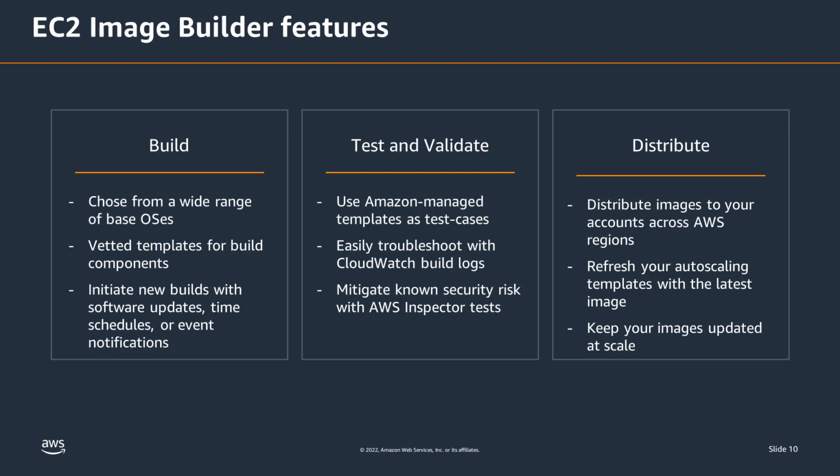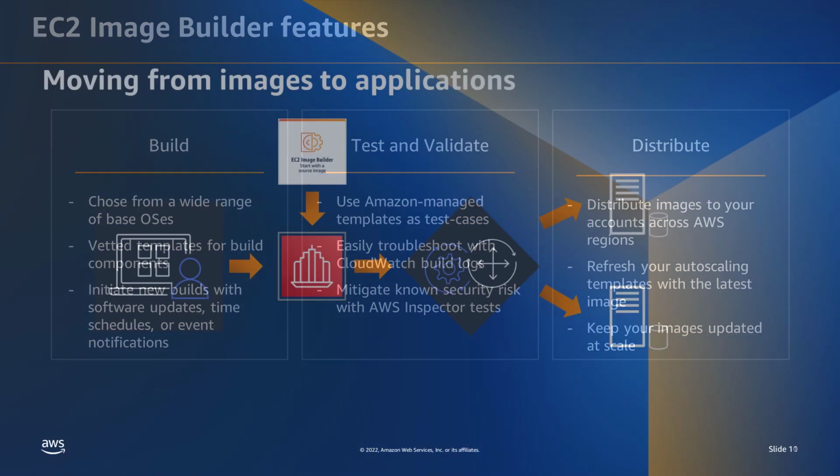In the distribute phase, we showed how you can efficiently share your output image with destination accounts and how you can refresh your autoscaling templates with the latest image. Finally, all of these things combined help you make image management a hands-off experience and help you manage images at scale in your broader CI/CD infrastructure. With that, I hand it over to Paul to talk about Launch Wizard and deployments of applications.